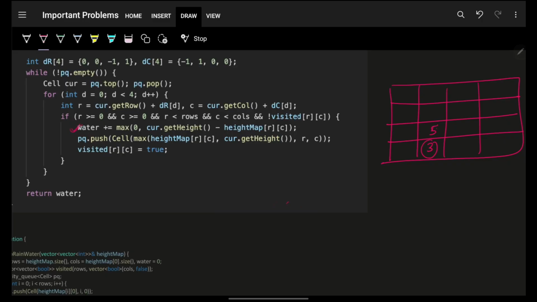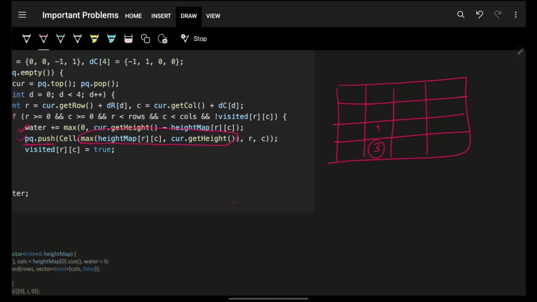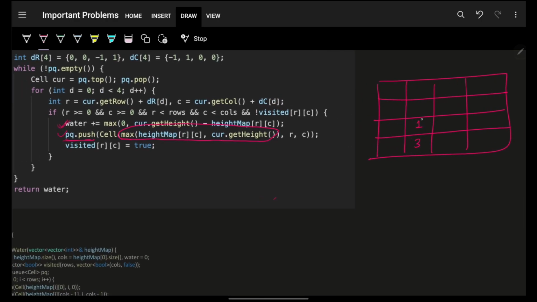And when the water addition is done, then go on and try to push the actual maximum height. This is what I was calling propagation. What I mean by that is, if it is 1, for your neighbor r comma c, you are about to put the element in the priority queue, but just tell him, bro, I am backing you up. 3 will tell him that I am backing you up, which means I will store the maximum of 3 and 1. For this r comma c, I will store the maximum of 3 because 3 will now back him up. So this is what I'm storing.